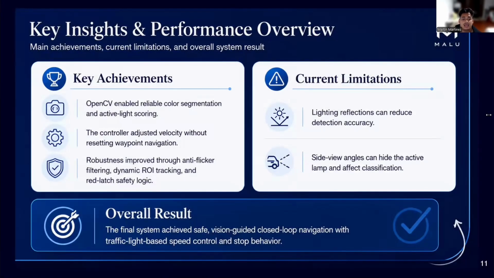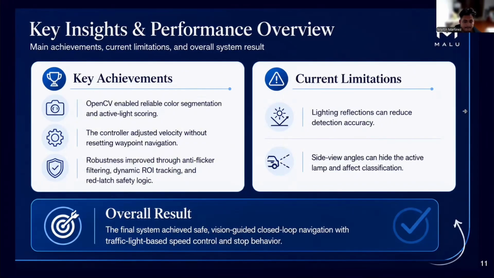OpenCV enabled reliable color segmentation and active light scoring. The controller adjusted velocity according to the traffic light state without resetting the waypoint navigation. Robustness improved through anti-flicker filtering, dynamic ROI tracking, and red latch safety logic. However, some limitations remain. Light reflections can reduce detection accuracy, and side view angles can hide the active lamp. Overall, the system achieves safe vision-based closed loop navigation with traffic light-based speed control and stop behavior.